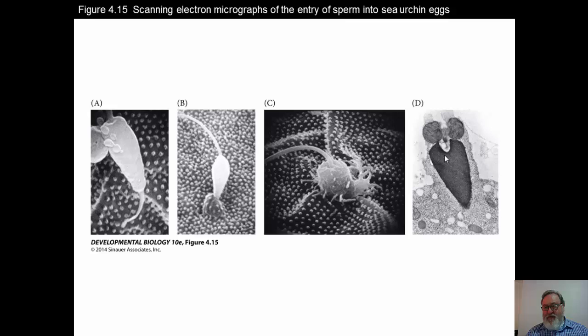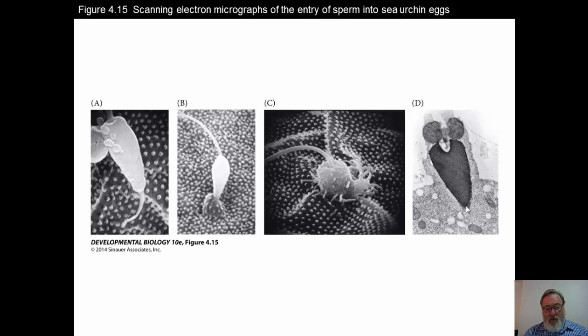This is a transmission electron micrograph which shows you the nucleus of the sperm, and it's now beginning to enter the egg cytoplasm, and so the next step will be for this sperm pronucleus to migrate toward the center of the cell, where it will fuse with the egg nucleus to form a zygote and to return the animal to the full diploid condition.